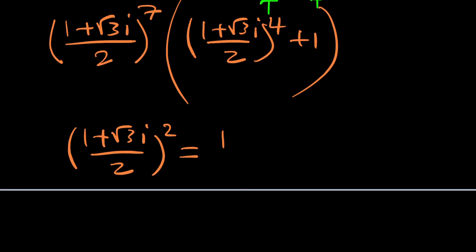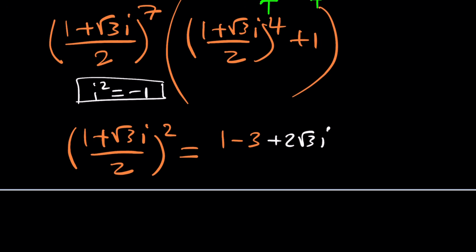We're going to get 1 minus 3. Oopsies, I forgot to say i squared is negative 1 because i is the square root of negative 1. So from here we get negative 3 plus 2 root 3 i divided by 4. That's definitely a negative 2, and this will give us negative 1 plus root 3 i over 2.